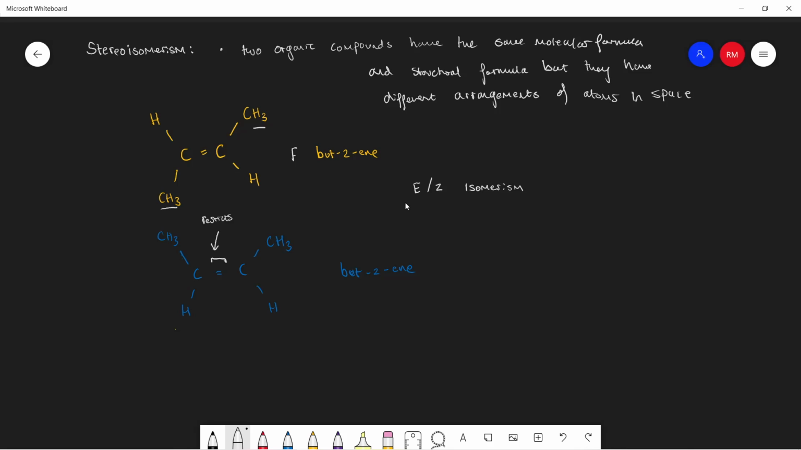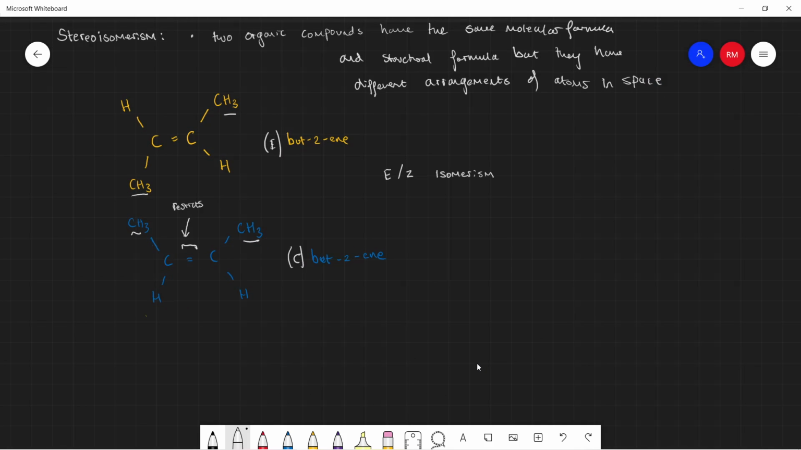So here we obviously have E, butene. We'll just put it in brackets here to make it less confusing. E, butene. And on this side, you could already guess we're going to have Z, butene. And that is because both the highest priority groups are on the same side. And these are stereoisomers.